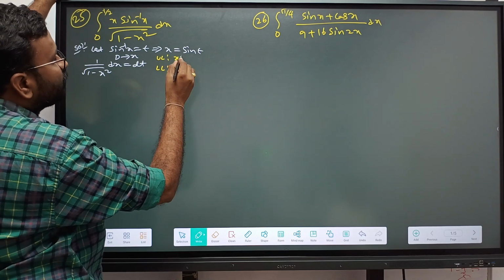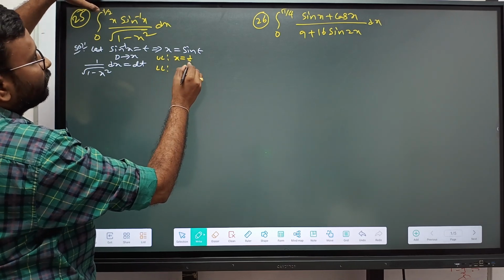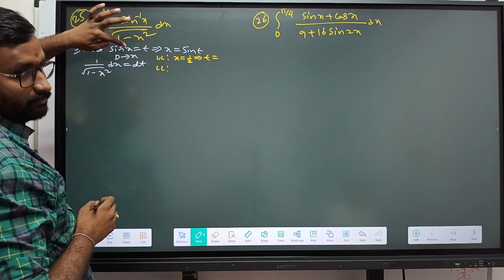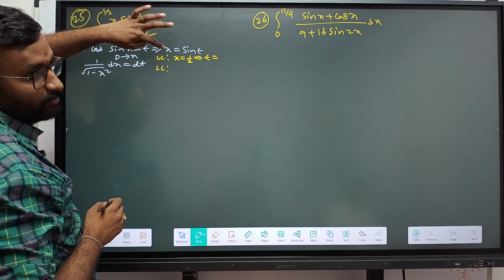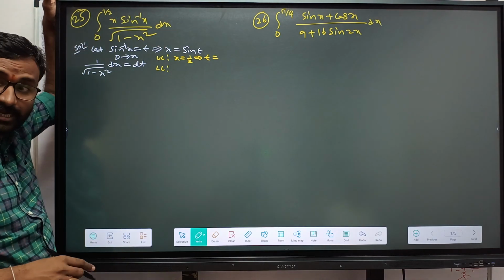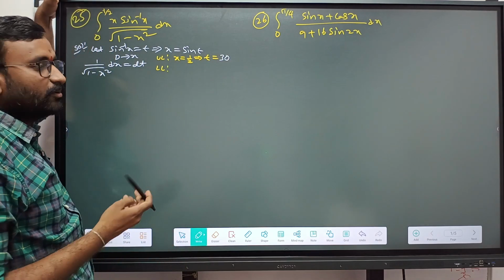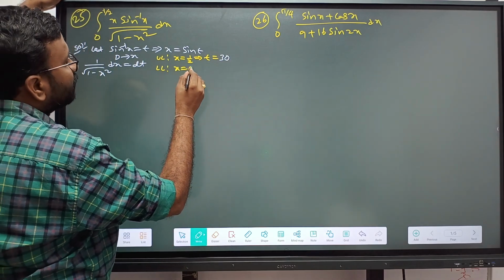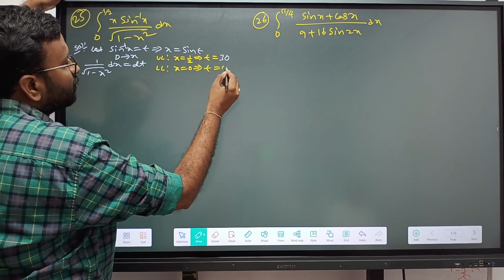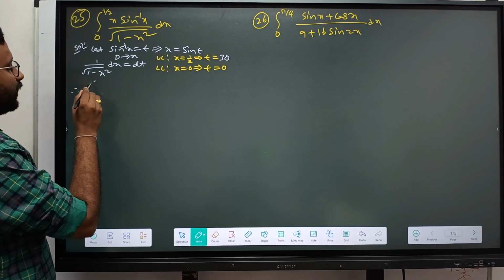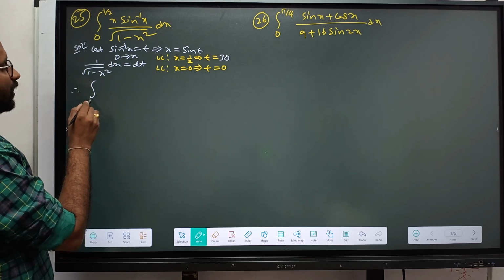Upper limit: what is the x value? x is equal to 1 by 2. Then t is equal to what? For which angle do you get 1 by 2? In sine, 30 degrees. Sine 30 is 1 by 2. And now the lower limit, x is equal to 0. Then t is equal to 0, since sine 0 is 0.